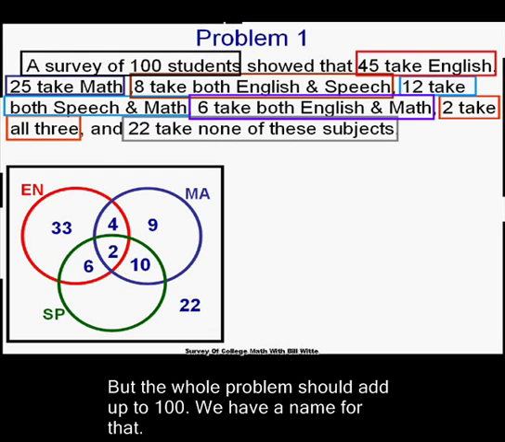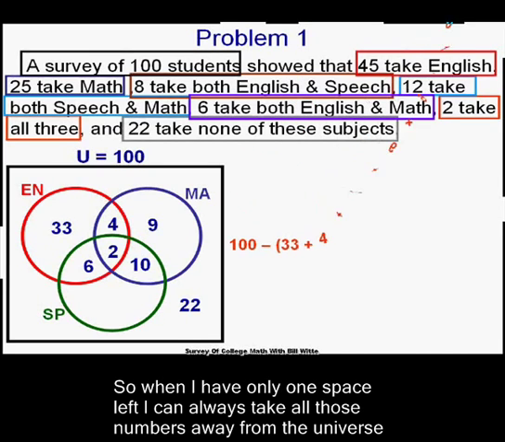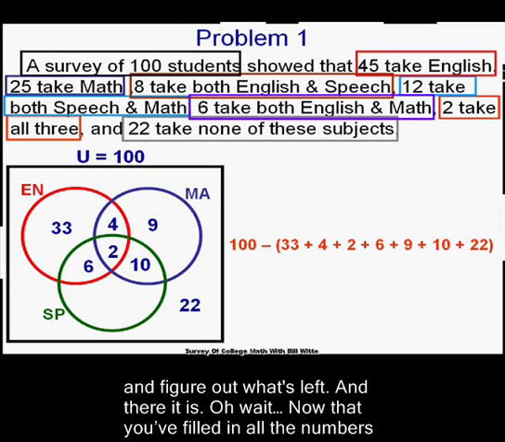But the whole problem should add up to 100. We have a name for that. I know that, dude. The universe is 100. So when I have only one space left, I can take all those numbers away from the universe and figure out what's left, because the universe has to add up to 100. And there it is.